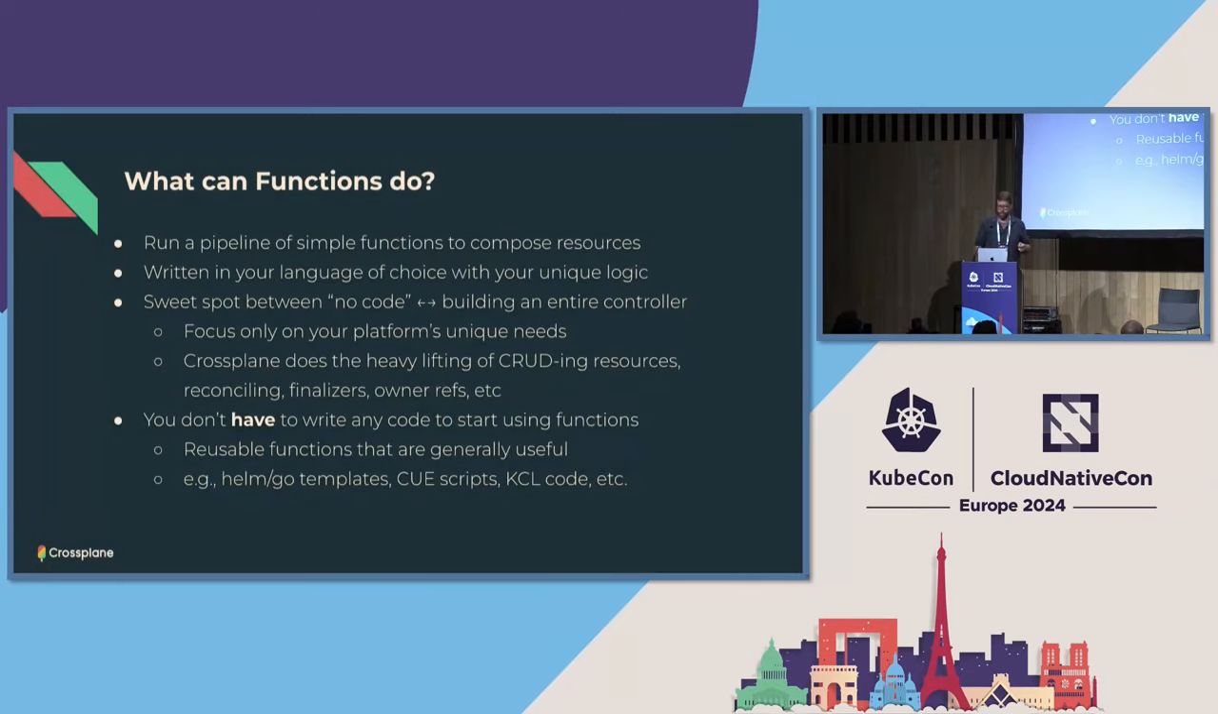So let's talk more about functions. We said it's a pipeline of simple functions to compose resources. That's true. Really important things to notice here is that they are written in your language of choice. If you want to write a function to capture your unique platform logic into one place, you can do that within your language of choice, with your tools, all that stuff. And we're trying with the design here to find a sweet spot between all declarative, no code at all, and building an entire controller, writing all the reconciliation loop logic, all that stuff. We're trying to find a sweet spot in the middle, so you focus only on your platform's unique needs. Also really important, you don't have to write code to do this. If you have unique needs and you want to write code to define your platform, great, write a function for it. Otherwise, though, there's a bunch of functions within the ecosystem now that you can use, and you don't have to write the code yourself.